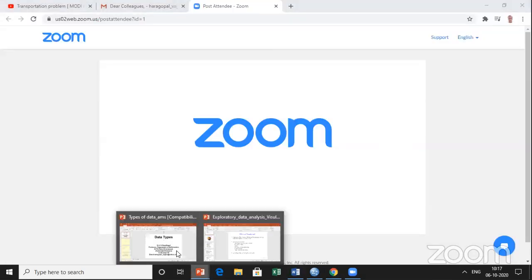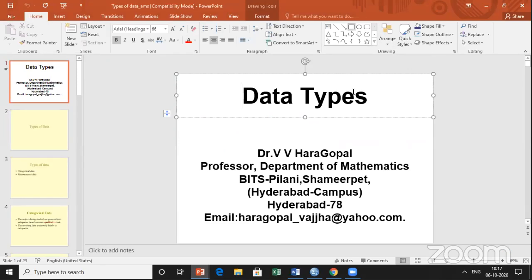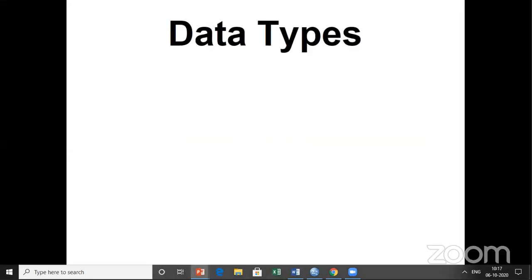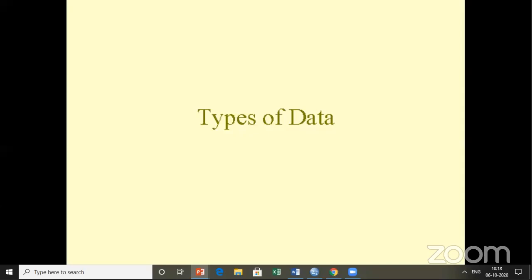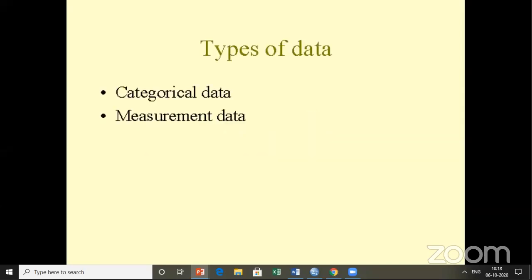Then I go to my presentation. This is the background with which we'll proceed. Now the topic I want to talk about is the data types. There are categorical data and measurement data. Someone has said that categorical is nothing but qualitative data. Then you have measurement data, which is scale data. Your height is measurement data, your weight is measurement data, your temperature is measurement data, your oxygen levels are measurement data.